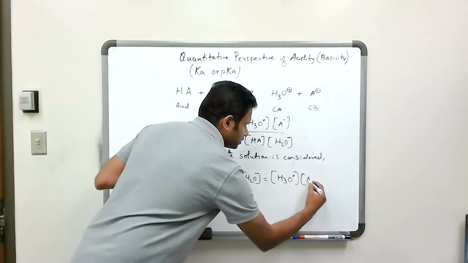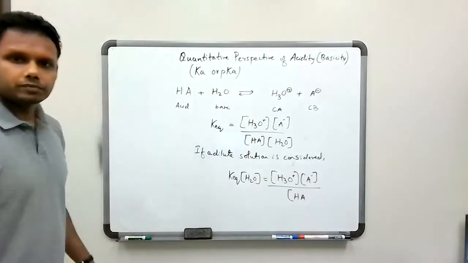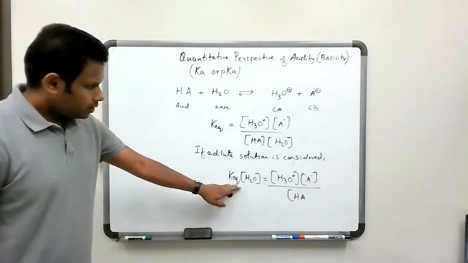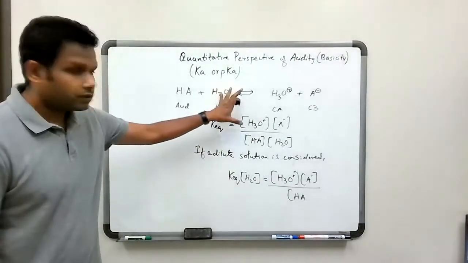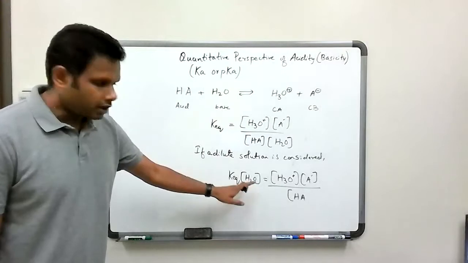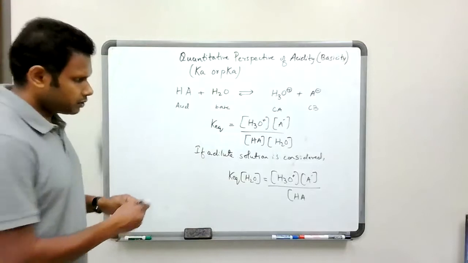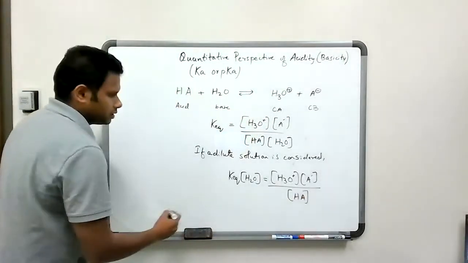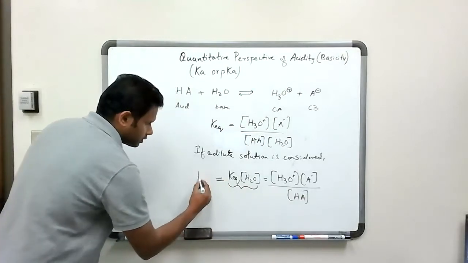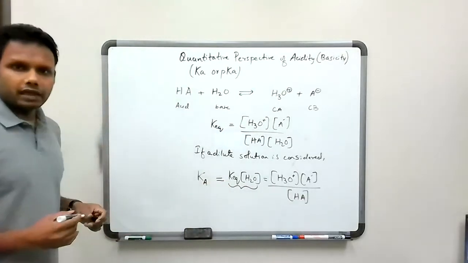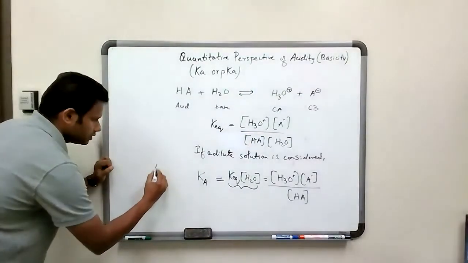H3O plus A minus over concentration of HA. So this new factor that we have, which is the equilibrium constant for this reaction, times the concentration of our solvent per se, the water, which was in excess. This term here, combined, is called Ka. That's the acidity constant or the acid constant.